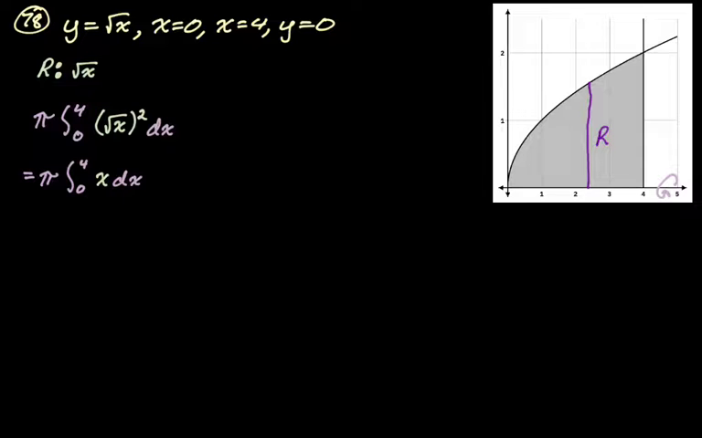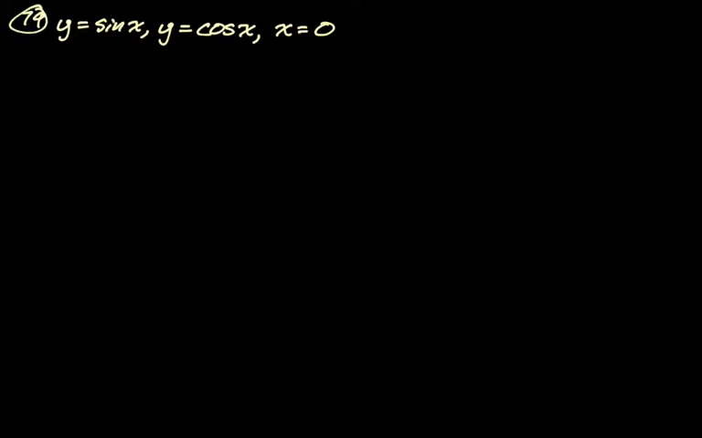We have to reverse the power rule. So there'll be pi times 1/2 x squared going from 0 to 4. And now we have to plug in. So it'll be pi over 2 because of the pi and the 1/2. Plug in 4, you get 16. Plug in 0, you get 0. So 16 minus 0. And then 16 over 2 is 8 times pi. So 8 pi. All right, new problem.